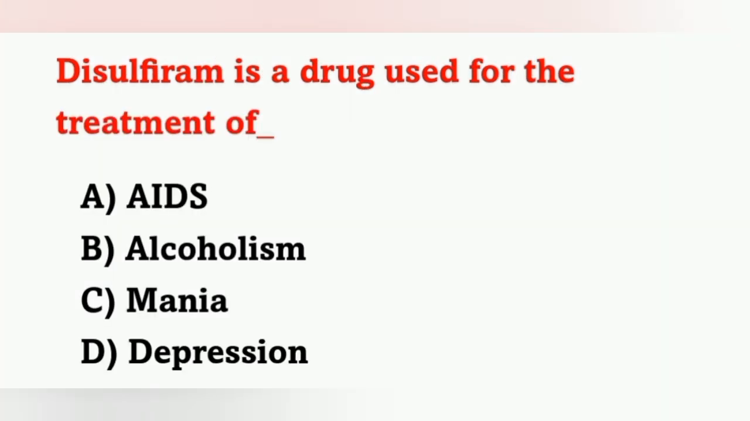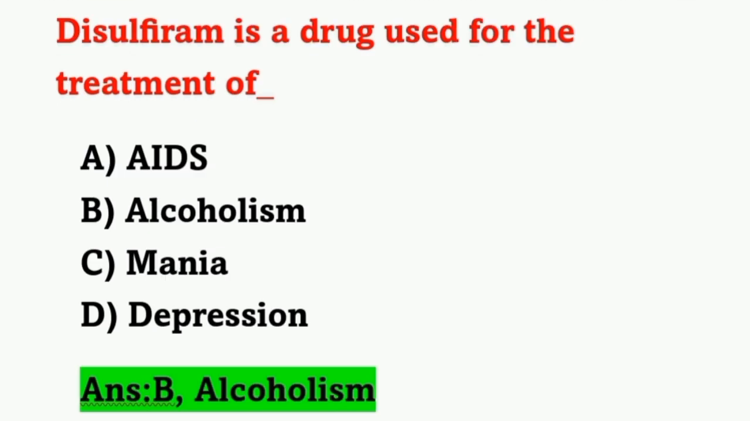And the next question, disulfiram is a drug used for the treatment of, options. Option A, AIDS. Option B, alcoholism. Option C, mania. Option D, depression. Disulfiram is a drug which is used for the treatment of alcoholism. Option B is the correct answer. Move on to the next question.